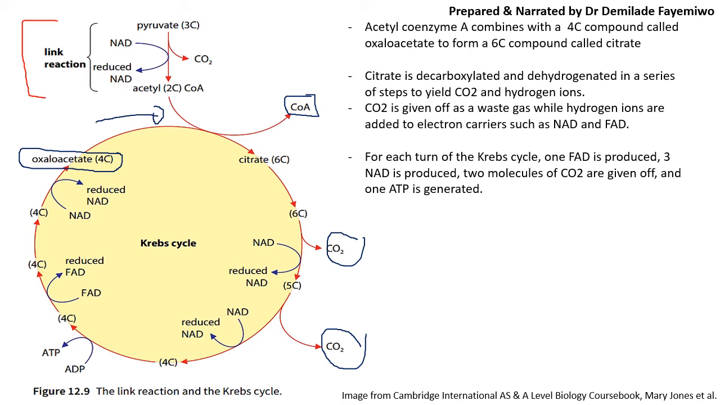For every turn of the Krebs cycle, you make 1 FADH, 3 NADH, and 2 molecules of CO2 are given off, and you also make ATP. And I see here that I have just written FAD. Please take note that this is reduced FAD and not just FAD or NAD. So reduced NAD, reduced FAD as well.